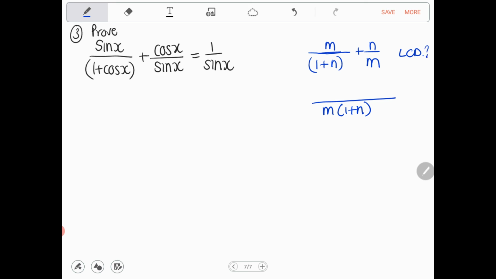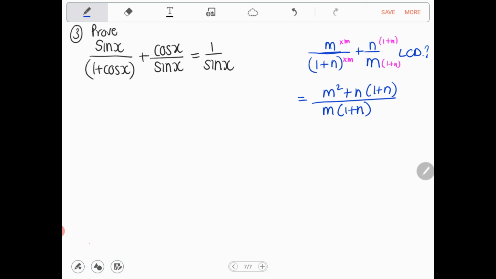And then you'd ask, what do I multiply by? Okay, well, I need to multiply this by m, and that by m, and this by 1 plus n, and this by 1 plus n, to make them equivalent fractions. All right, so here I'm going to have m times m is m squared, and then I've got n times 1 plus n there.